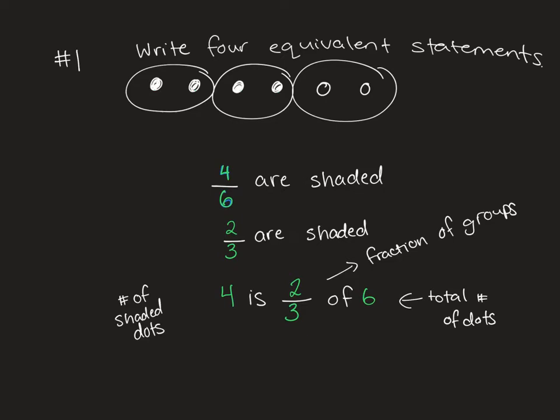The final way that we are going to write an equivalent statement is by writing 2 equivalent ratios. So our first ratio is going to be shaded dots to total number of dots. So that gives us 4 to 6, and the little colon goes in the middle. And then our ratio of shaded groups to total groups would be 2 to 3. So these are the 4 different ways.